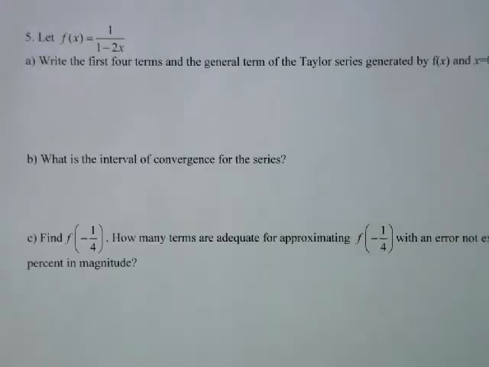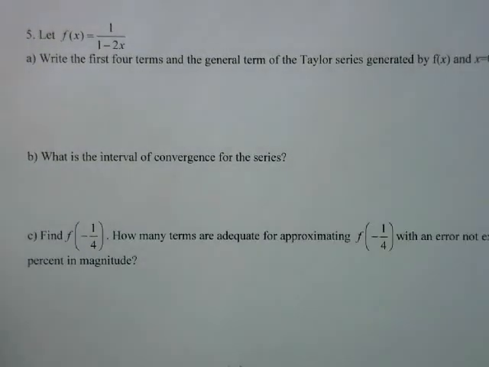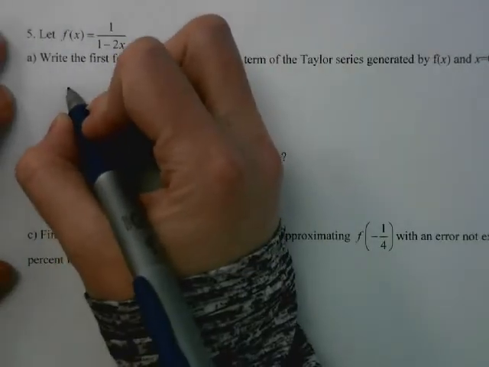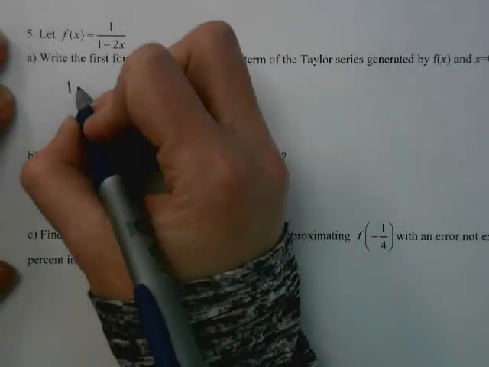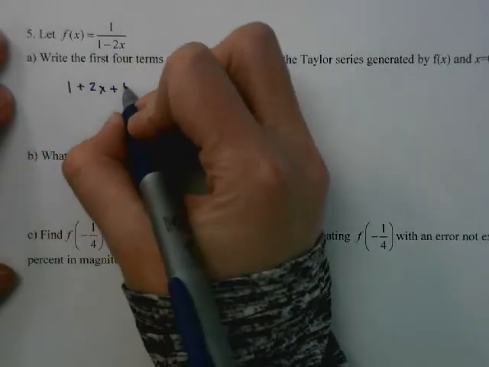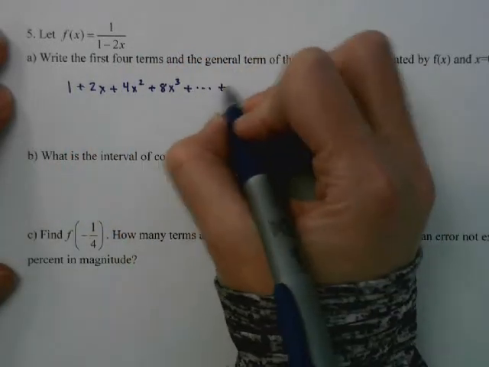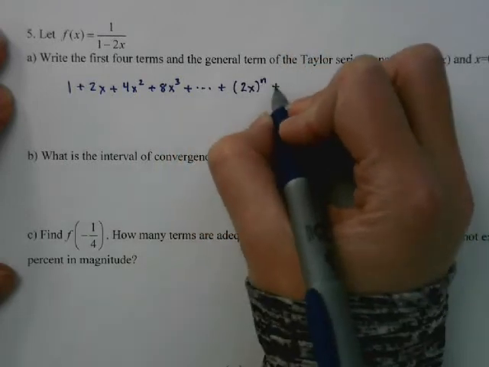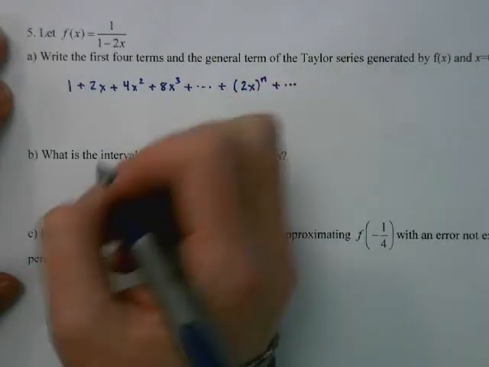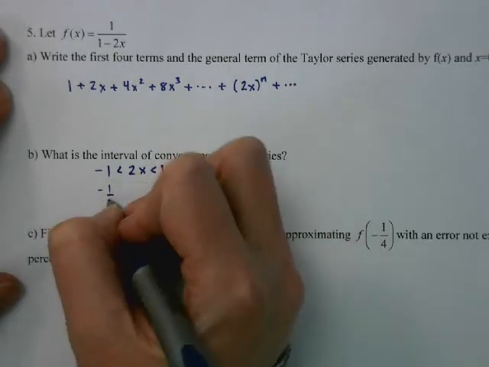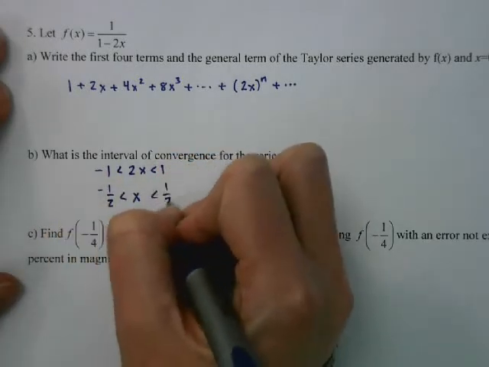Okay, so let f of x equal 1 over 1 minus 2x. Write the first 4 terms and the general term of the series generated by f of x centered at 0. So our a1 is 1, and then our r is 2x. So we're going to have 1 plus 2x plus 4x squared plus 8x cubed and so on, which will be (2x) to the n. The interval of convergence is when 2x is between -1 and 1, so -1/2 and 1/2.